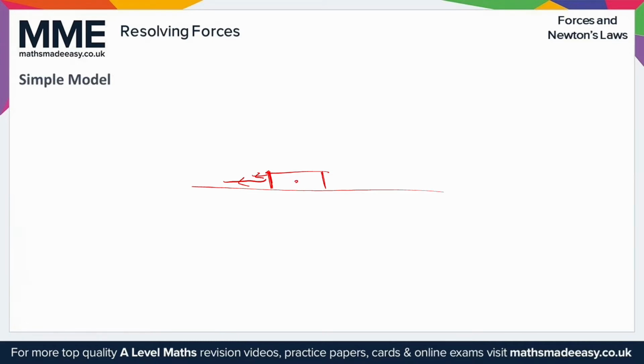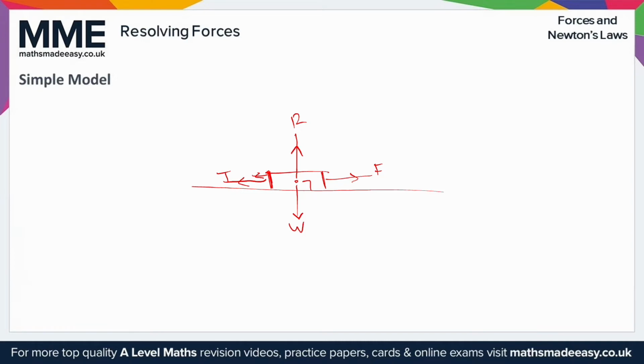Well, there's going to be some sort of weight acting down, and of course, if there's a weight, what stops it going through the plane? Well, the normal reaction going in the opposite direction, perpendicular to the plane. Okay, what else could we have? We could have friction going in the opposite direction to motion. So if they're pulling it to the left, friction will go right. So just putting some labels on here: F for friction, R for the normal reaction, W for weight, and we'll have T for thrust. Okay, so here's a basic model of it.